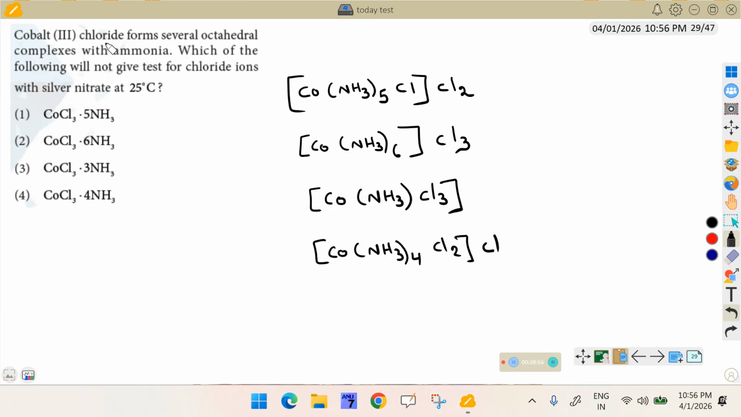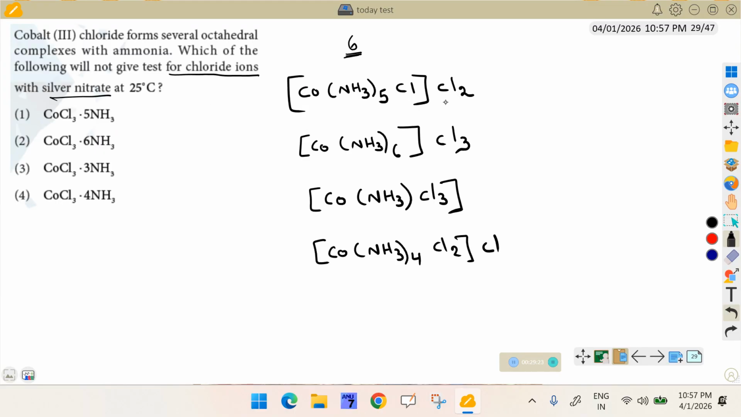Cobalt 3 chloride forms several octahedral complexes with ammonia. Which of the following will not give the test for chloride ions with silver nitrate? According to Werner's theory, the total number of ligands inside is equal to 6. So, based on Werner's theory, first of all frame the complex.